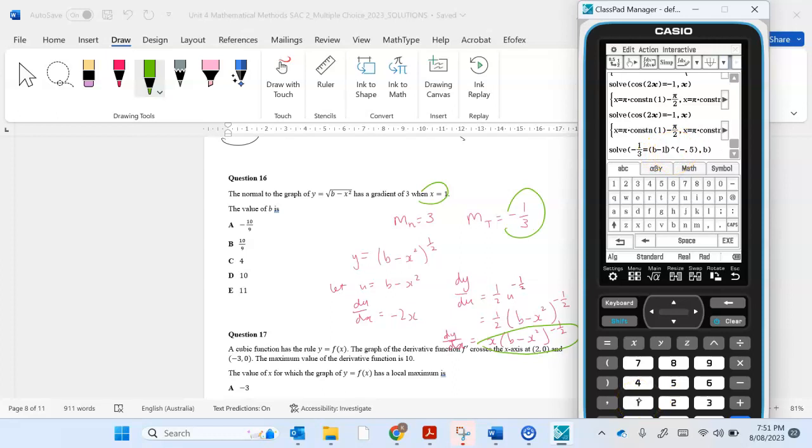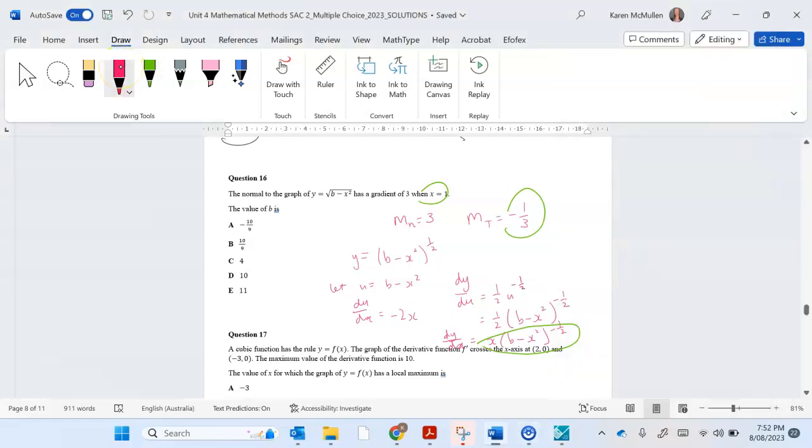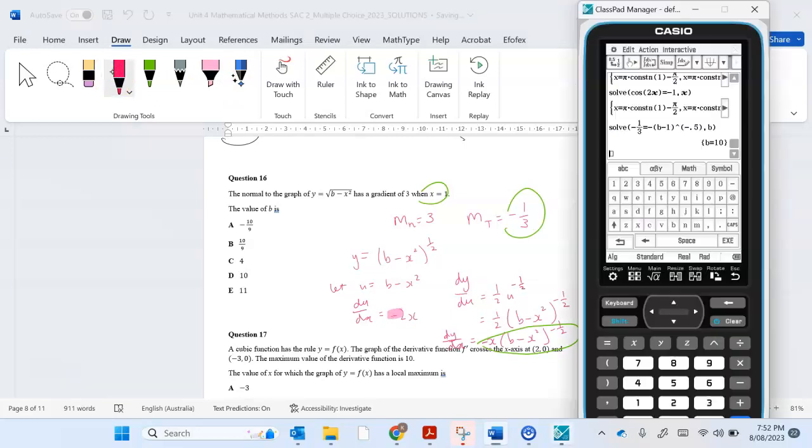All right, just to make sure I've got that all written correctly. What have I done? All right, so I forgot this negative. So there's a negative here. I forgot to put it here. Anyway, I've just changed it on the calculator. Put that negative in. So b is equal to 10.